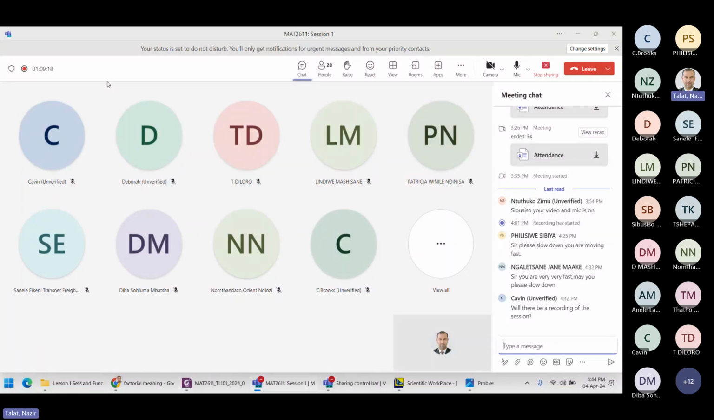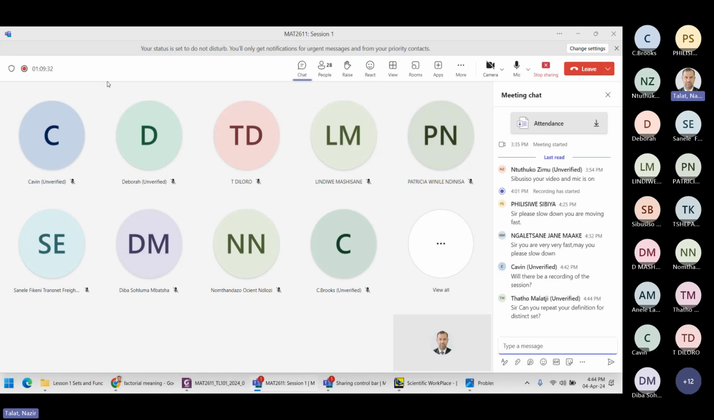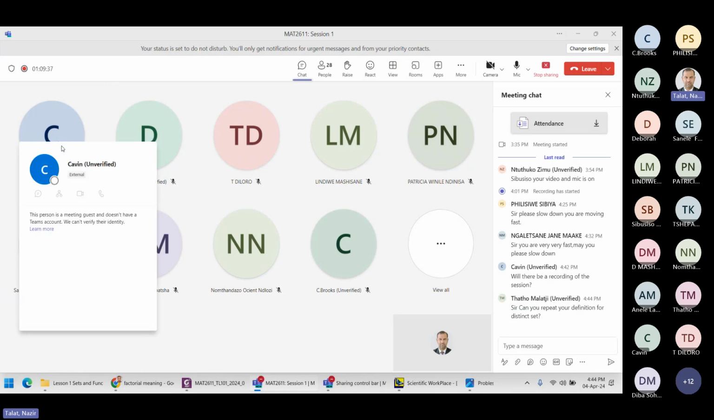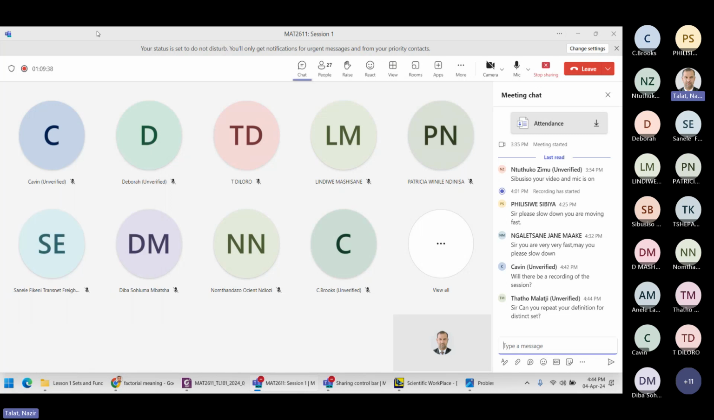Fine, I saw that. There are some comments like, please, sir, slow down, you are moving fast. Basically, it's set theory and the basic topics. So in the next session, I will go a little bit slower. But meanwhile, I am also sharing the recording, so you can follow the things. And there is a question: can you repeat the definition of a distinct set?